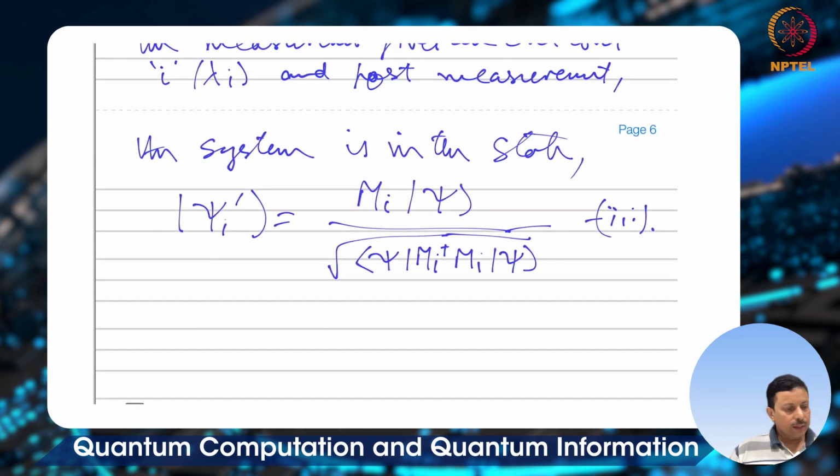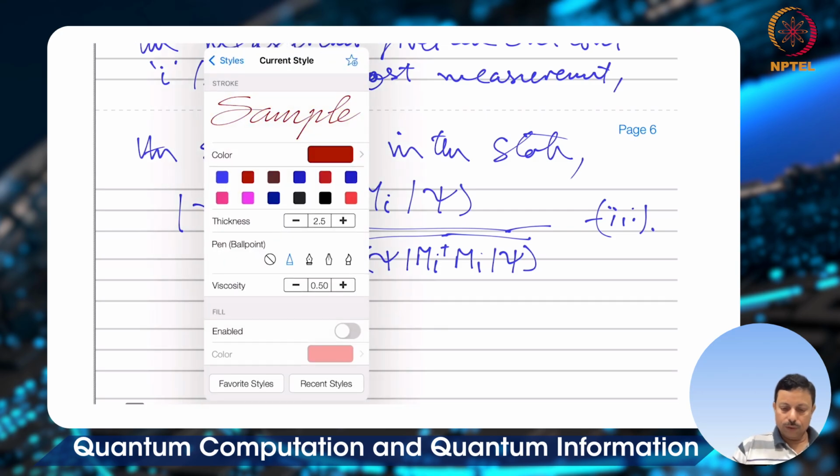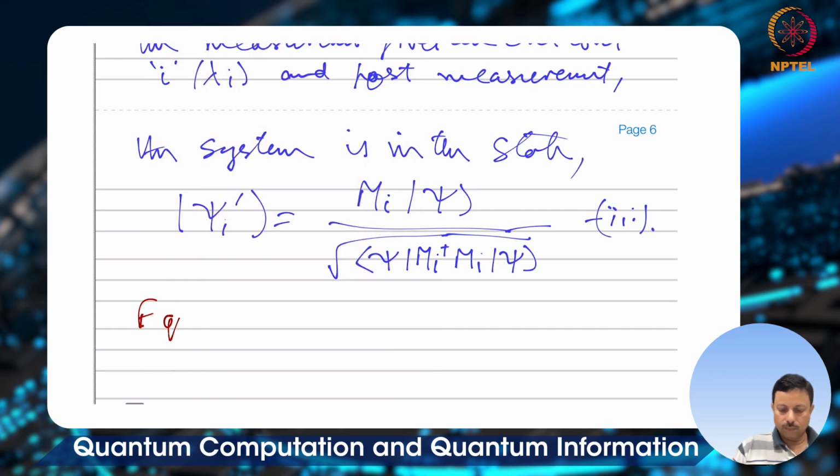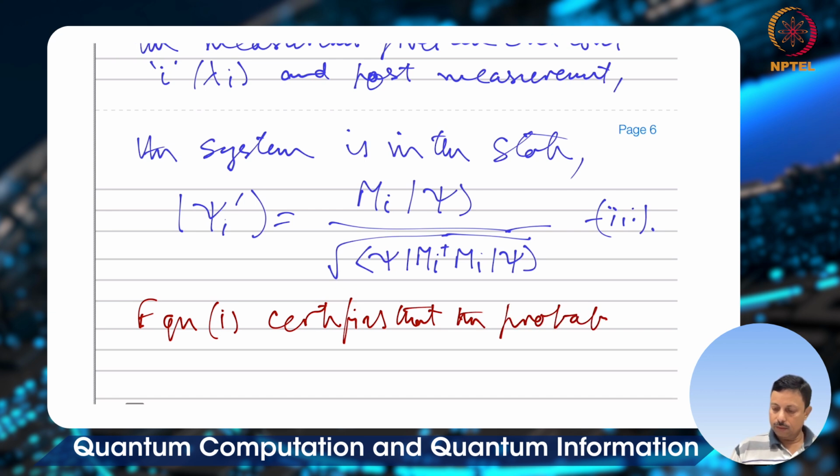Now equation 1 certifies that the probabilities Pi add up to 1.